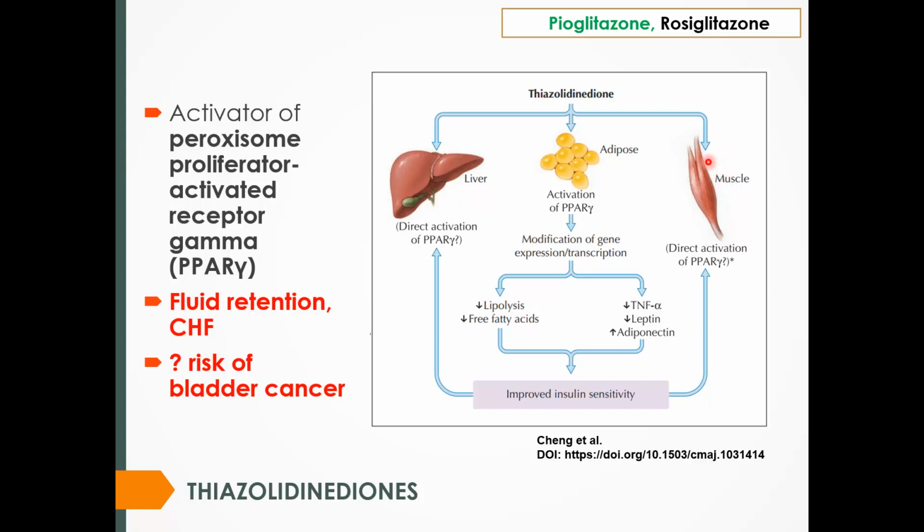GLUT4 receptor formation in the muscle. So more and more glucose enters the muscle and adipose tissue. Again, this is part of activation of PPAR gamma. So ultimately, the effect of pioglitazone or the thiazolidinediones is to decrease blood glucose level to some extent, but mostly it improves the insulin sensitivity and decreases the insulin resistance.